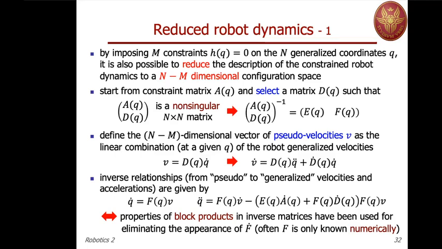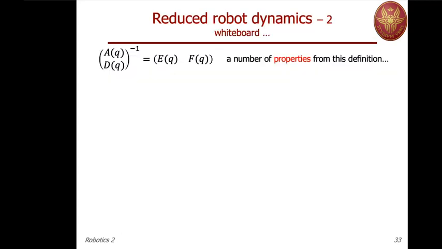So now we need to show that q dot equal f of v is the right inverse of the relation of the pseudo-velocity v equal d of q dot, and that in the derivation of the acceleration we can make the substitution of f dot with the expression that you see on the right hand side of the last formula. So let's do this step by step on this whiteboard slide. The starting point is that the inverse of the matrix AD is in fact expressed by E and F organized as columns.